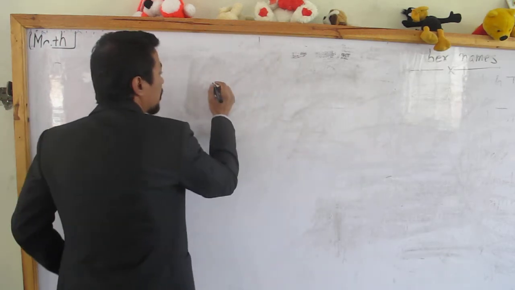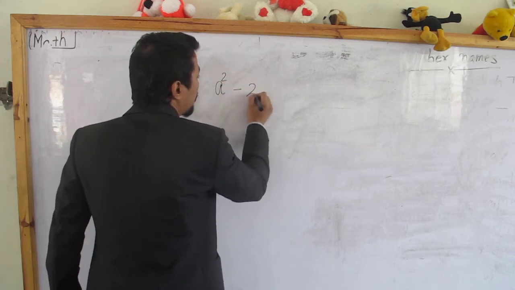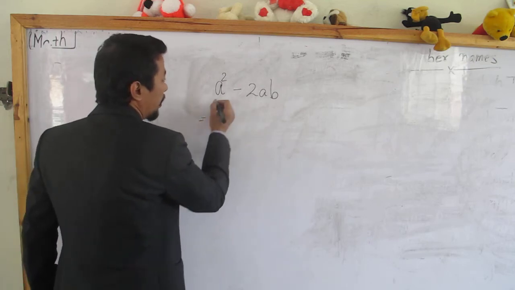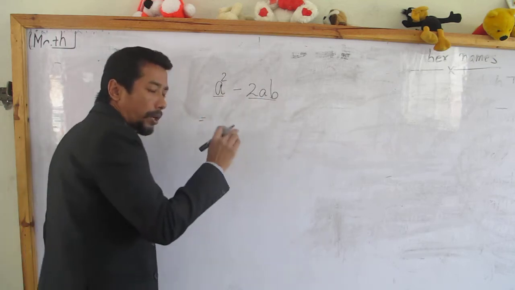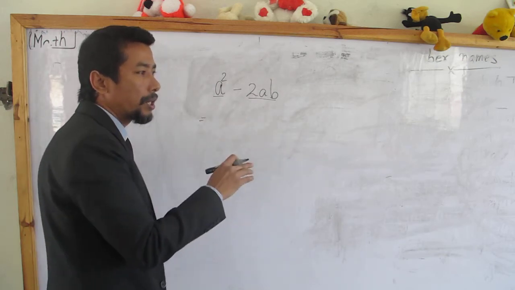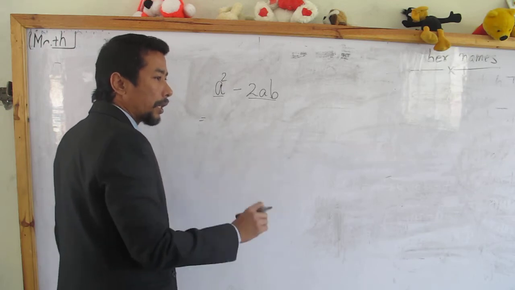Now we will go with two terms factorization with minus sign. A square minus 2ab. So again, same thing. What is common here? The process is same. Only the difference between the previous question and this question is we have minus sign instead of plus sign. So the solution is same.